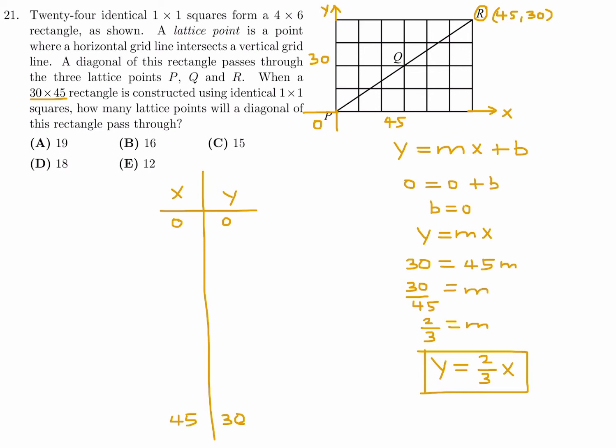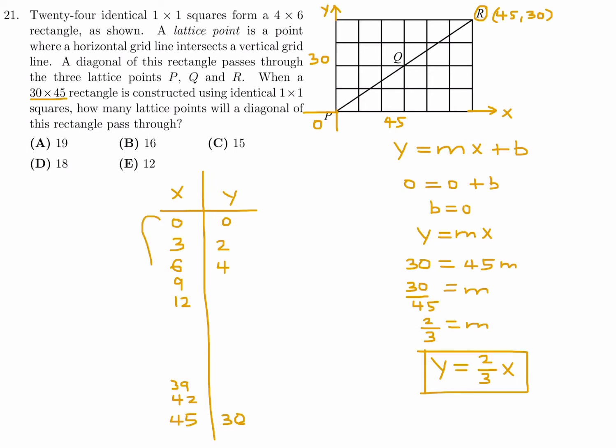So when x, for example, is 3, y will be 2. When x is 6, y will be 4, and so on, right? So that's pretty much how it goes. 9, 12, 15, and so on, all the way up until 39, 42, and 45.